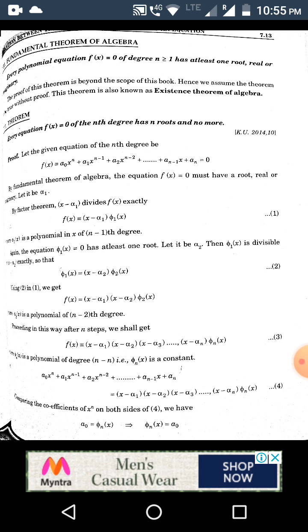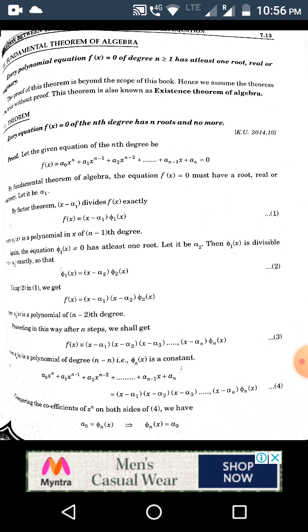By applying this step n number of times, we will reach a stage where f(x) can be written as x minus alpha 1, x minus alpha 2, x minus alpha 3 and so on up to x minus alpha n into phi n(x). Take it as equation number 3, where phi n(x) is a polynomial of degree n minus n. Why is it n minus n? Because at the first stage, in equation number 1, phi 1 is of degree n minus 1, and in equation number 2, phi 2 is of degree n minus 2. So phi n is of degree n minus n, that is degree 0. That's why it is a constant polynomial.